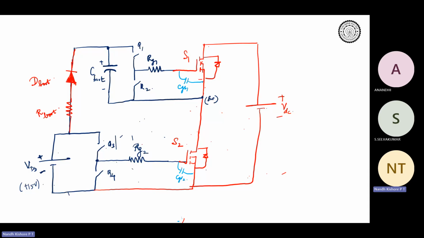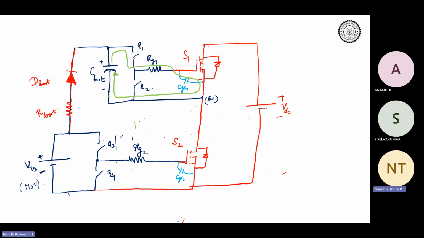As we just saw, this C boot discharges when Q1 is on, right? When Q1 is on, the path is going to be from C boot through RG1, through CGS1, and then back to C boot. So as this happens, your C boot falls. Okay. So how much can it fall? Your C boot cannot fall too much. Why can't your C boot fall too much?